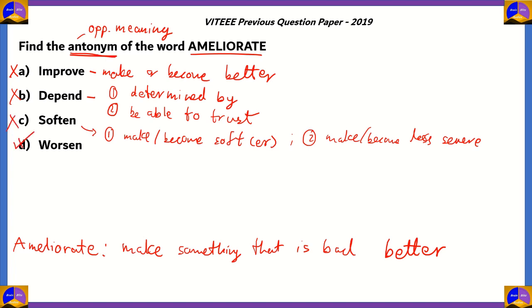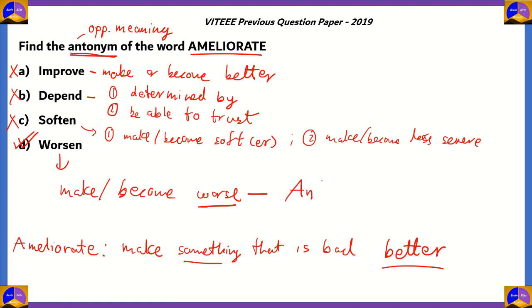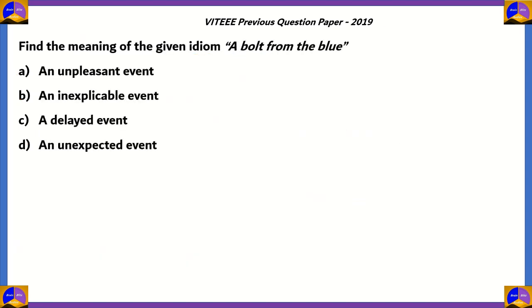The correct answer is option D, worsen. The word worsen, as it implies, means make or become worse. So this is opposite in meaning to the word ameliorate, which means to make something better. Here it is to make something worse. So therefore, worsen is the antonym. The antonym of the word ameliorate among the four options is option D, worsen. So that is the correct answer for this question asked in 2019.